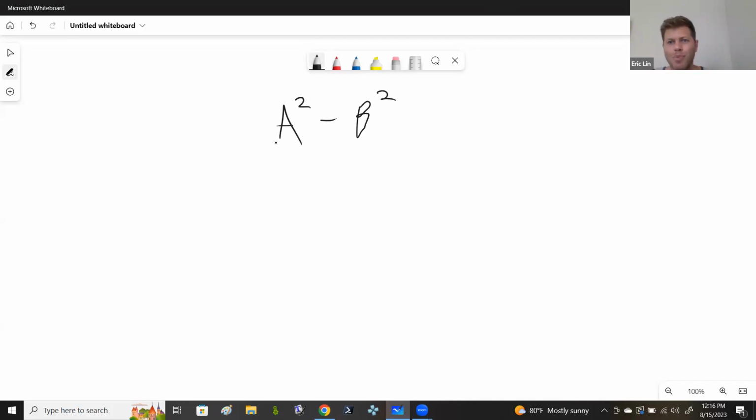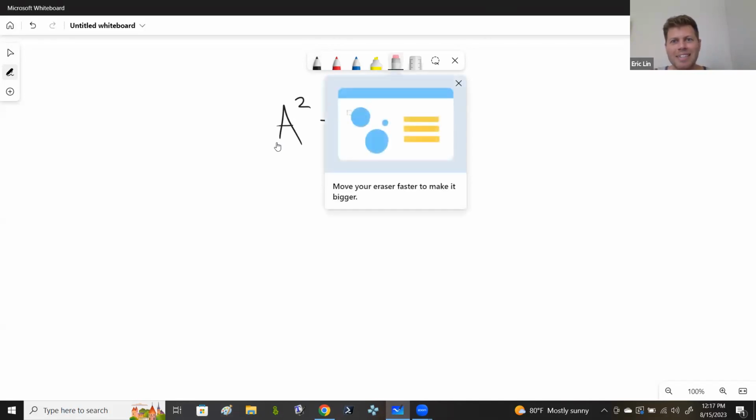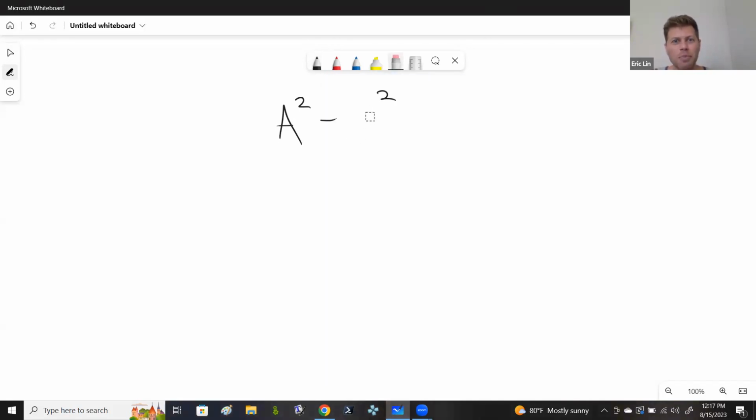I apologize for my handwriting here. Let's see if I can make a prettier looking B. It's a little bit better, but still not great. Anyway, in this case, A and B can be anything. Most of the time we see x in one place and a number in the other place. But all this is saying is I have a thing that I have squared, and I'm subtracting another thing that I have squared.